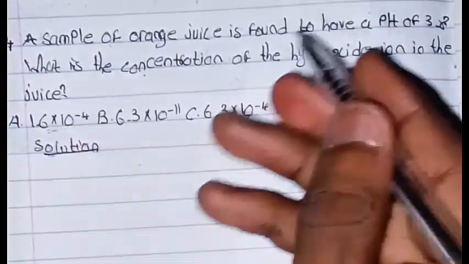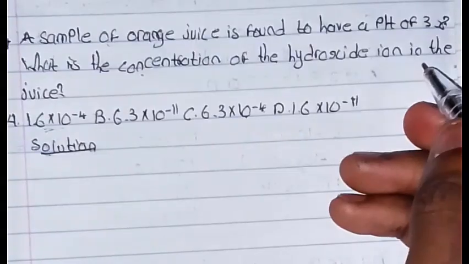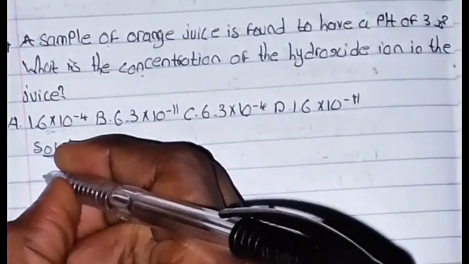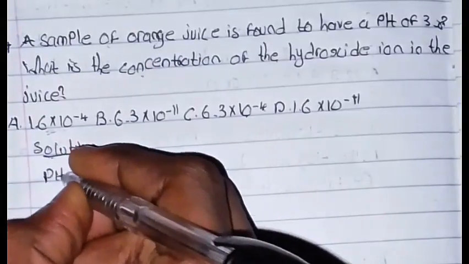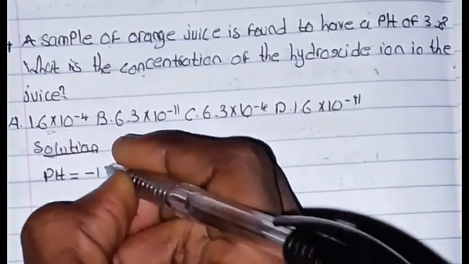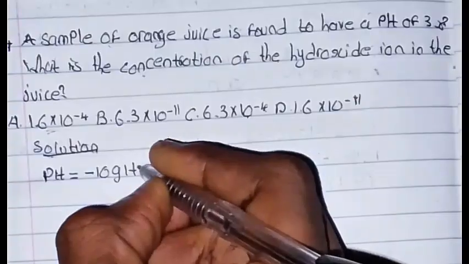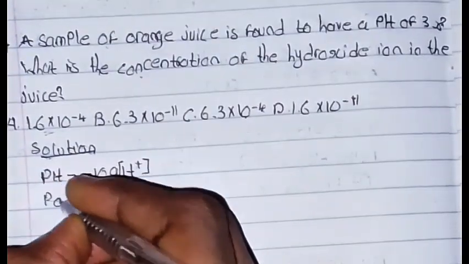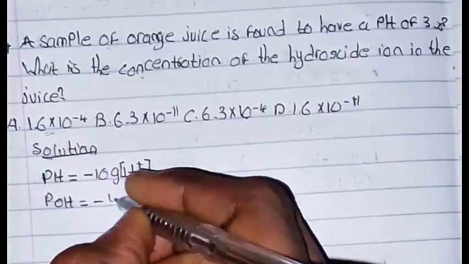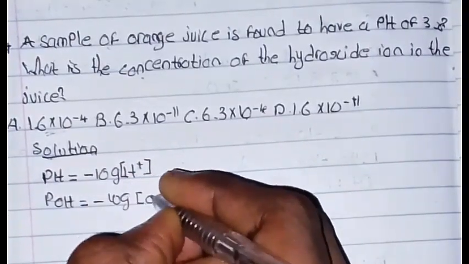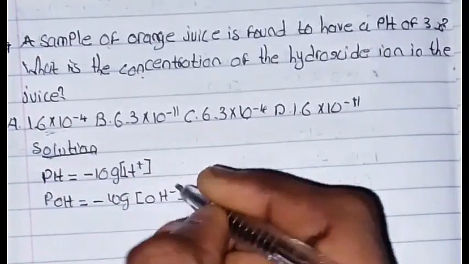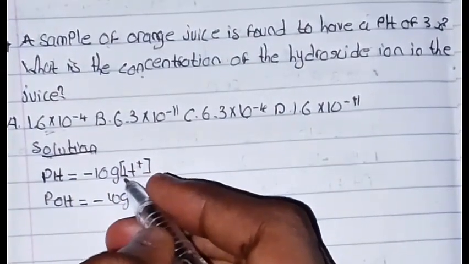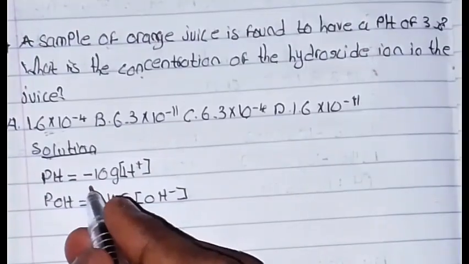In this case, we're given pH already, and we're asked to find the concentration. Now, remember we said that pH is equal to minus log H plus, right? We said that pOH is equal to minus log OH minus. Now, to get H plus from this equation, I'm going to make H plus the subject of the formula by dividing both sides by minus log.